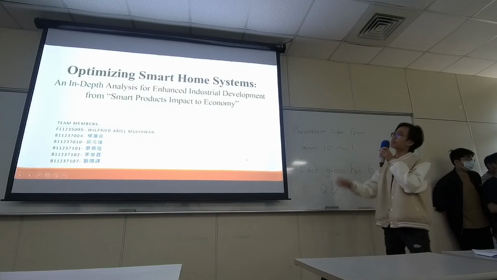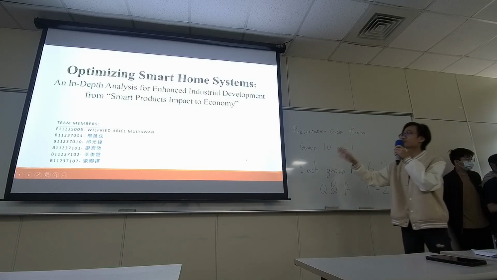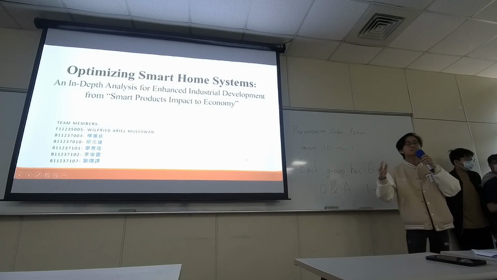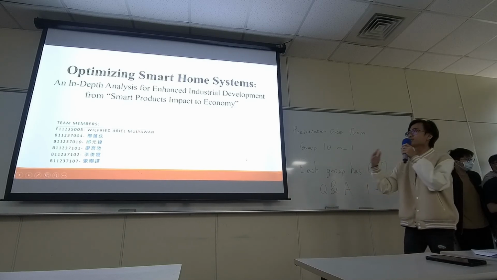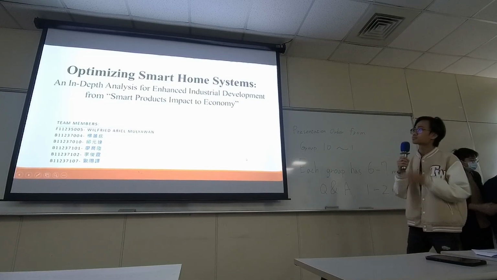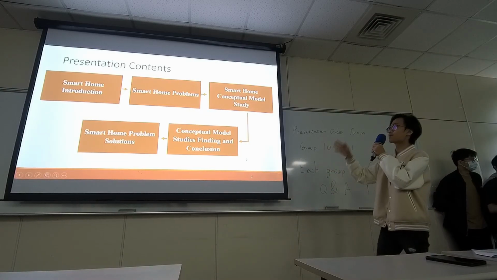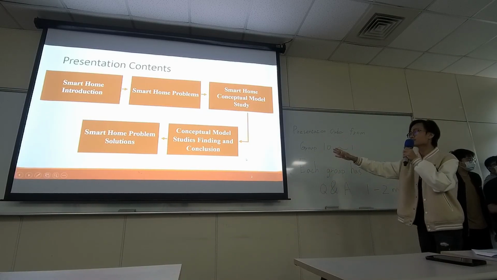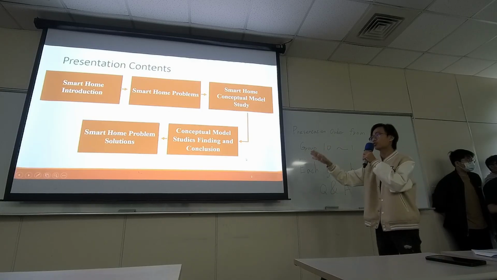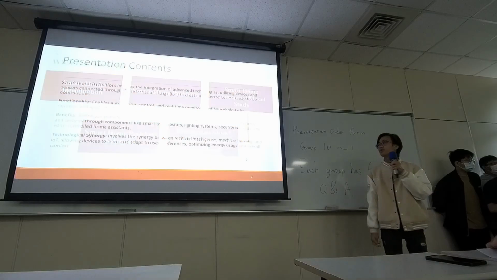And now we're going to be presenting about optimizing smart home system and in-depth analysis for enhanced industrial development. This is investment from our last paper, which is the Smart Products Impact to Economy. Next slide, please. So right now I'm gonna introduce about smart home problems, the conceptual model studies, the model studies findings and conclusions, and then all the solutions in this journal.